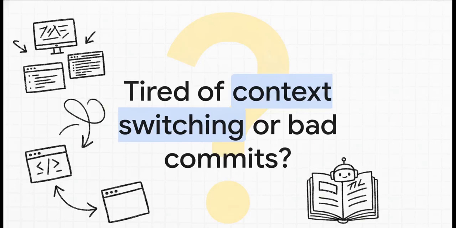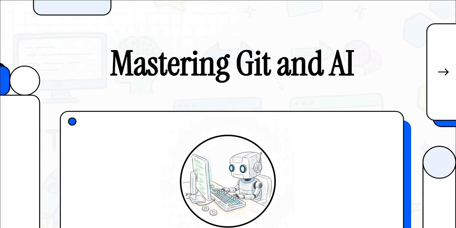Okay, let's be real. We've all been there, right? Staring blankly at a source control history that's just filled with generic "fix stuff" messages. Or maybe you're dealing with the endless, exhausting pain of context switching, bouncing back and forth between your terminal, your browser, and your editor just to ship one single feature. It is incredibly draining. Well, welcome to this explainer.